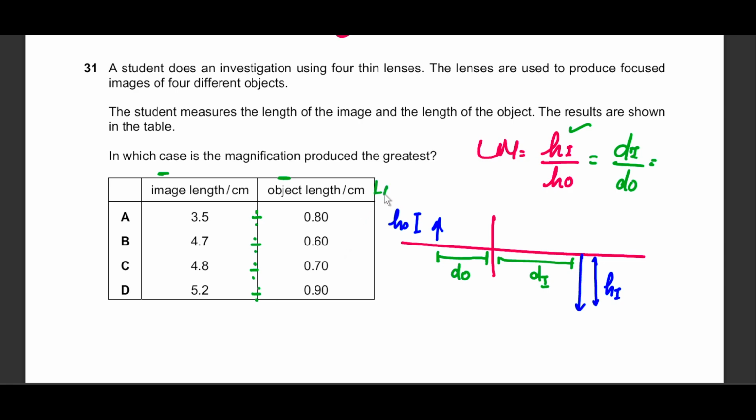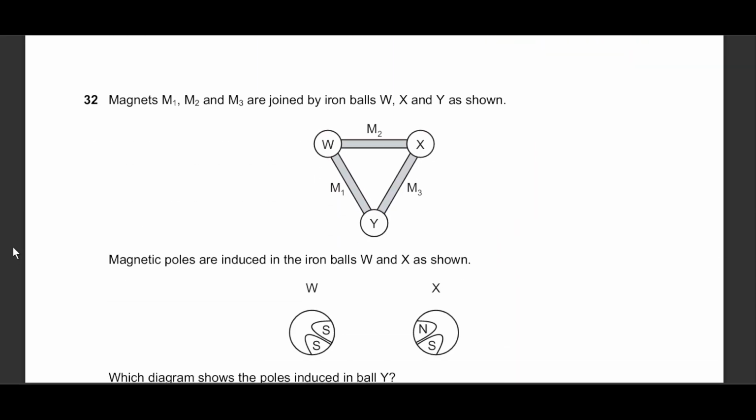So linear magnification, in each case, this first one will be 3.5 divided by 0.8, which comes out as 4.375. This next one is 7.83. The next one is 6.86. The last one is 5.78 using this formula. So the greatest magnification is produced in option B.